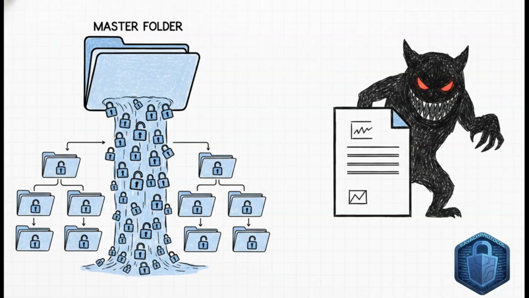Another huge blind spot is alternate data streams, or ADS. It's this fascinating, almost spy-like feature where files can have hidden data streams attached to them. Sophisticated malware actually uses ADS to invisibly staple its payload to a totally normal-looking text file, hiding completely out of sight.